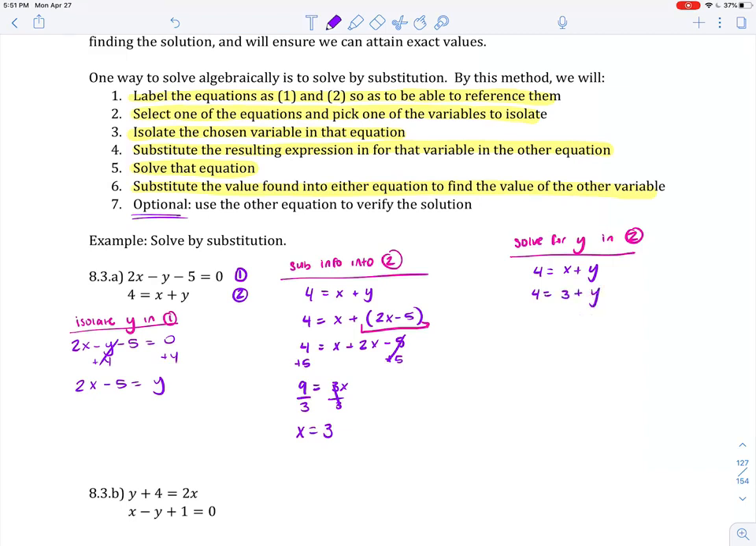But in this case, I've chosen equation 2. So if I have 4 is equal to x plus y, well, I know x is equal to 3. And to solve for y, I want to get y alone. I'm going to subtract 3 from both sides. Boom, I get y is equal to 1.